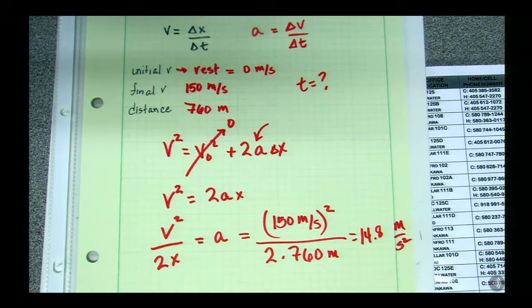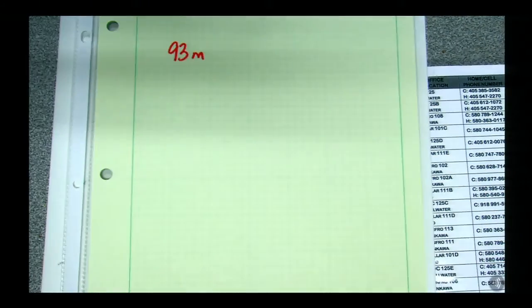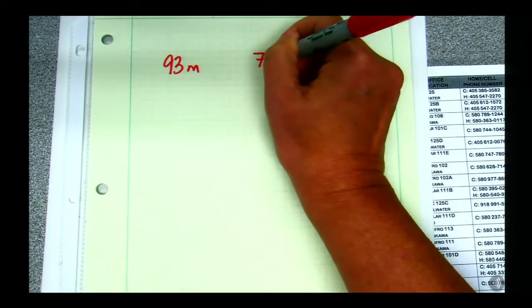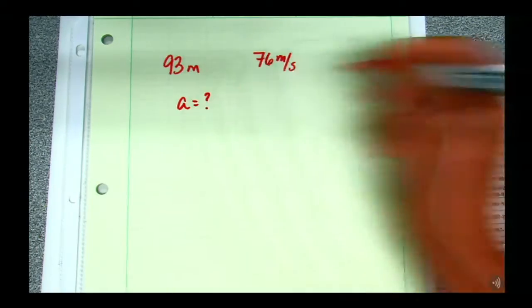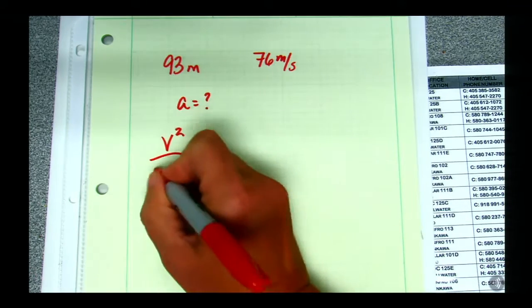So if you want to have fun about feeling that acceleration, let's do one. If I'm on an aircraft carrier, a buddy of mine was on the Theodore Roosevelt, and on an aircraft carrier the catapult distance is about 93 meters. The takeoff speed is roughly about 76 meters per second. We want to calculate the acceleration. I'm going to do the exact same calculation. So we figured out that v squared divided by 2 times the distance is going to give me my acceleration.